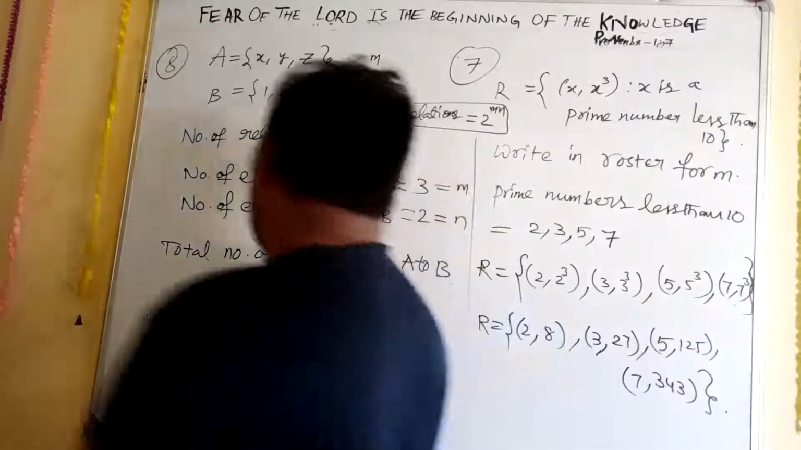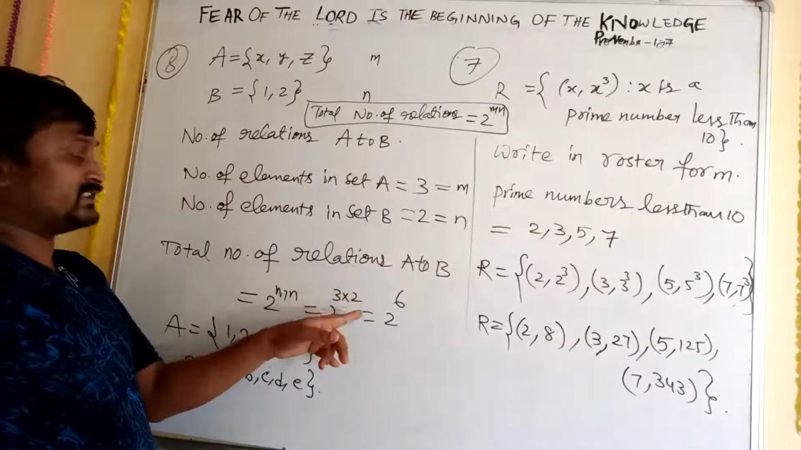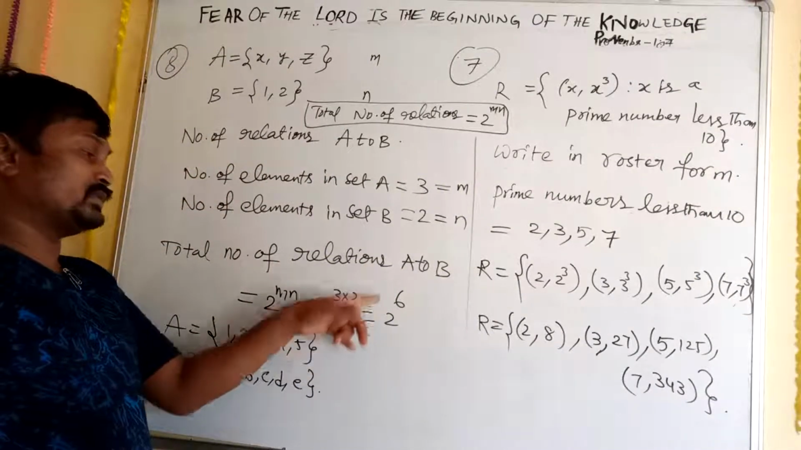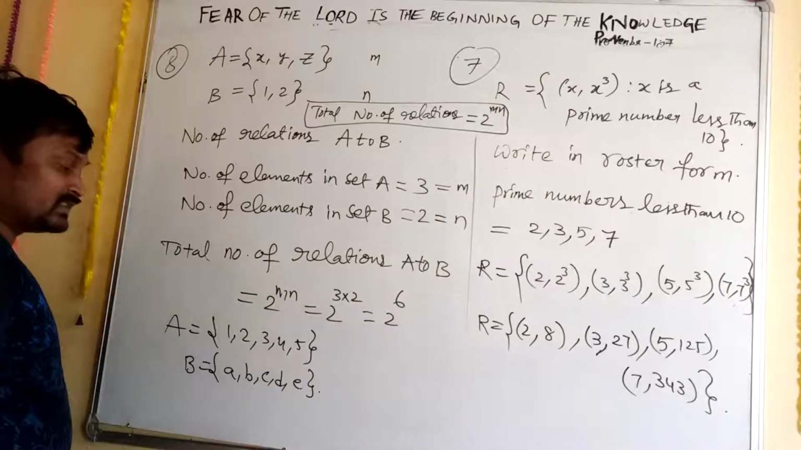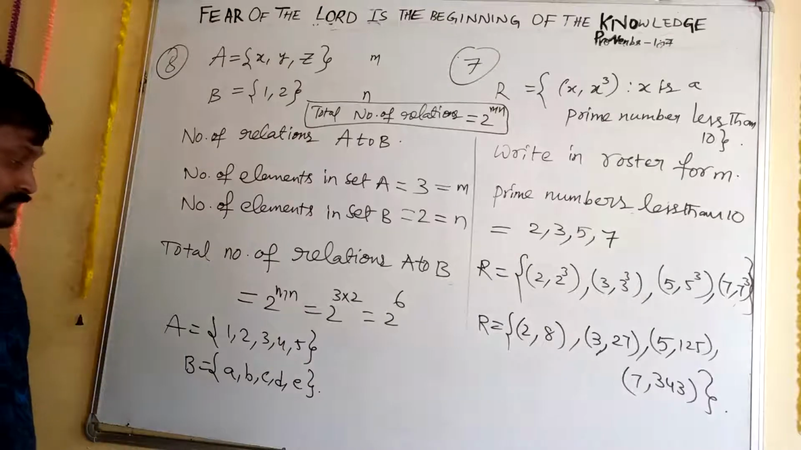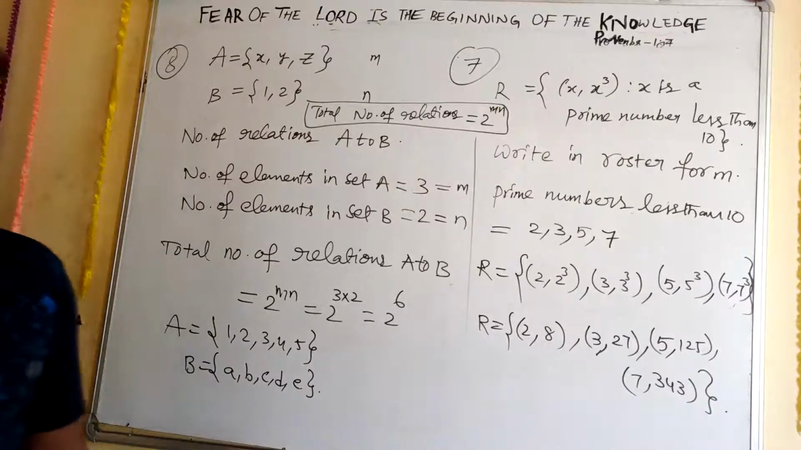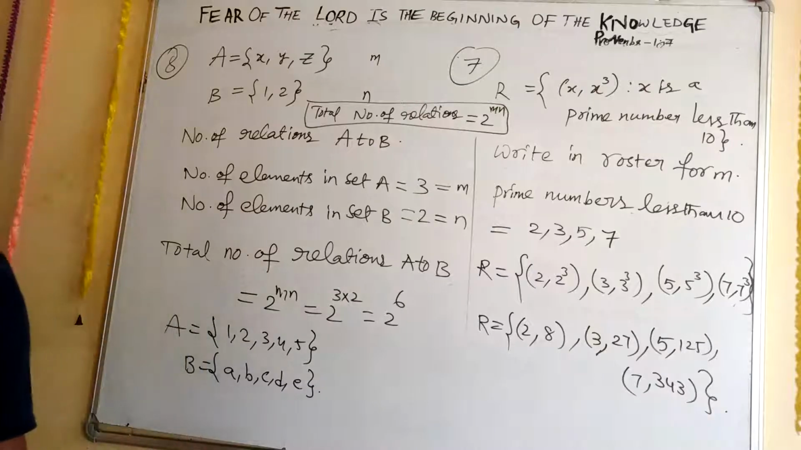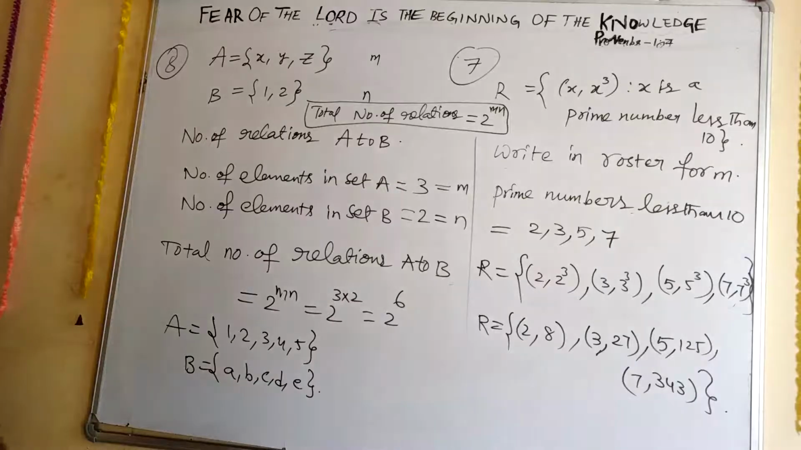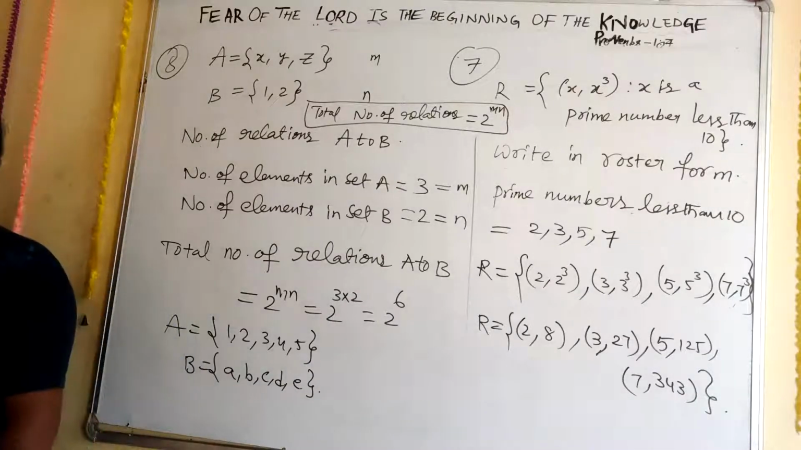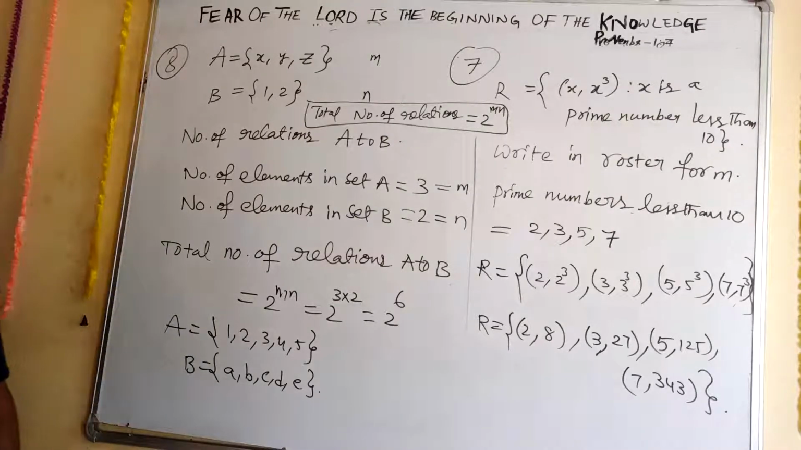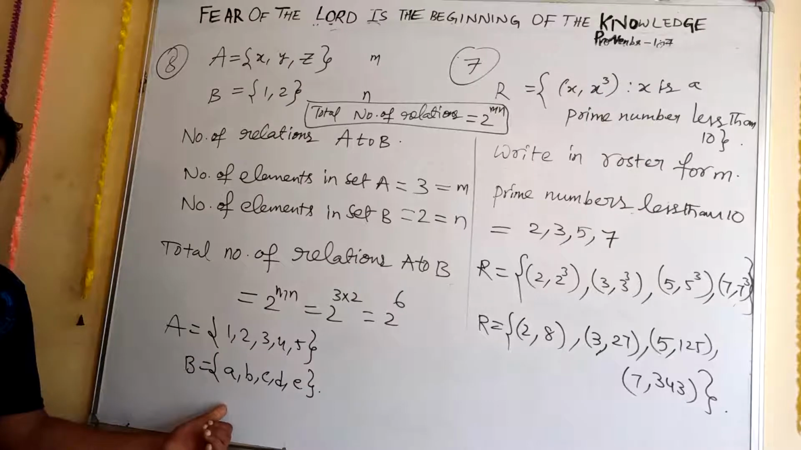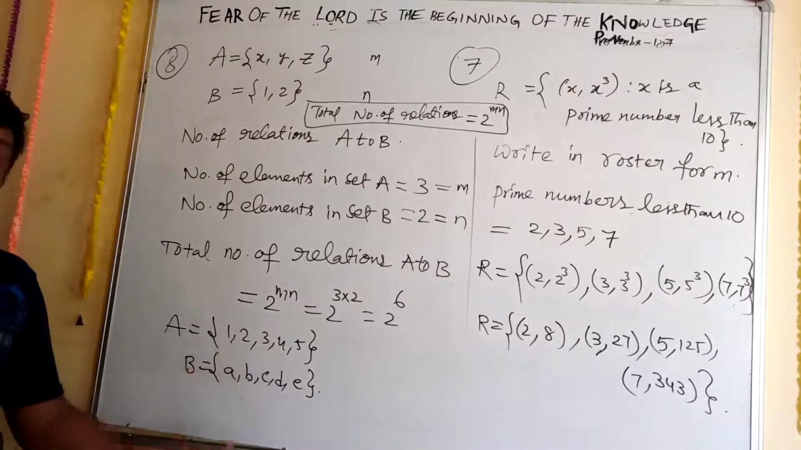Here I wrote 3 into 2 is 6, that is only 2 power 6. So 2 raised to power 6; in that way you can tell me for this also. 2 to the power of how much? 2 power 25. Okay, very good. You are doing a good job, madam. Here there are 5 elements and here also 5 elements. So 5 into 5, 25.